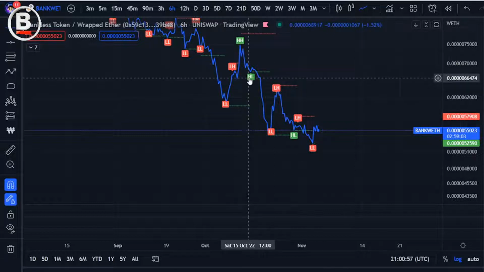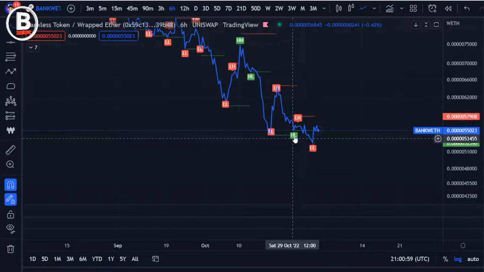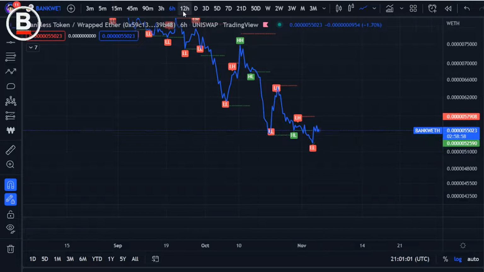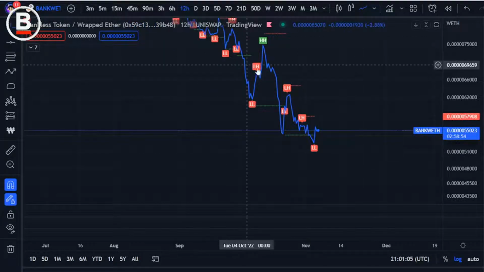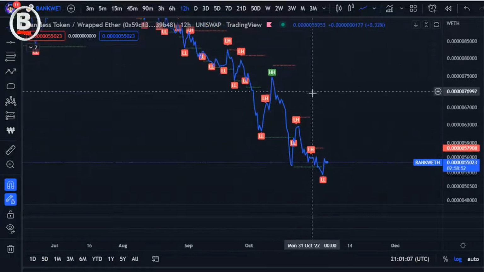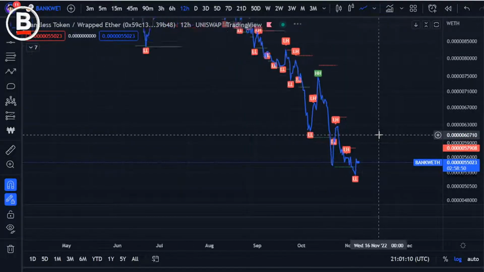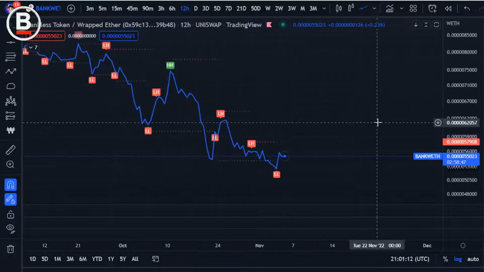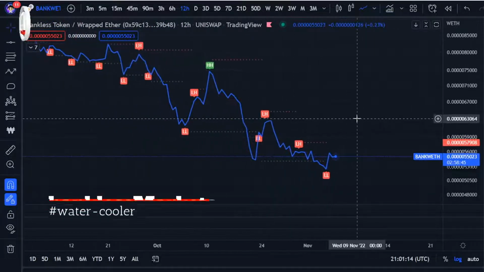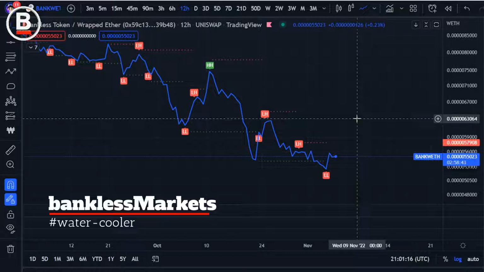We want to see these green pivot points. We want to see these red pivot points change to green. And that's what we'll look at. And you'll know when it happens here on Bankless Markets.